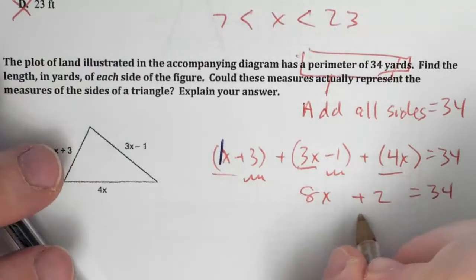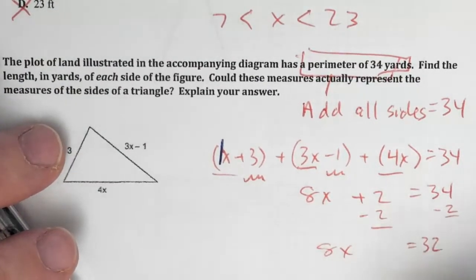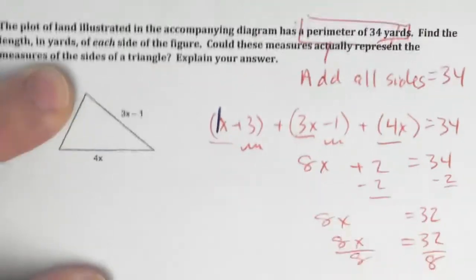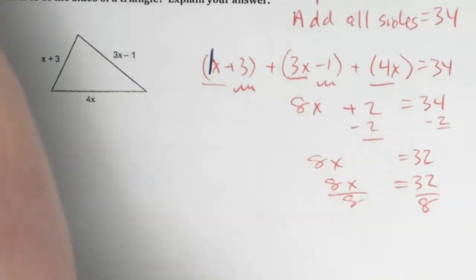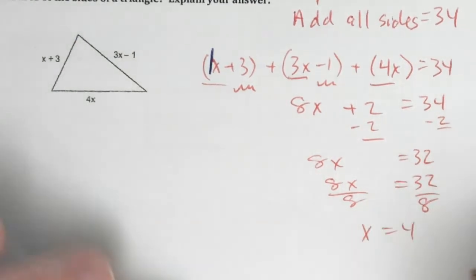So then we're going to subtract 2 from both sides. We're just solving, so 8x equals 32. And then we're going to take that 8x and divide by 8 on both sides. I'm just showing more work than I need so you can see what my steps are. So 32 divided by 8, and we get x is equal to 4.